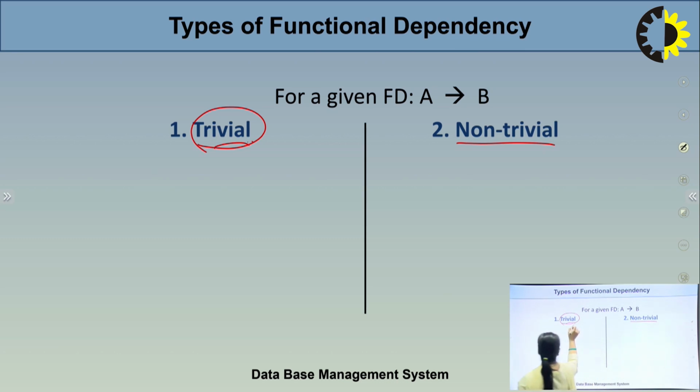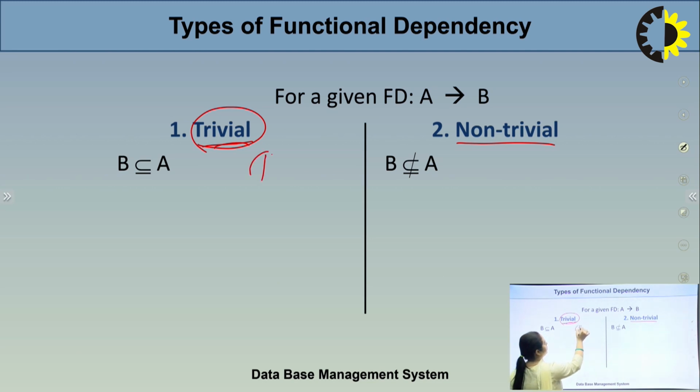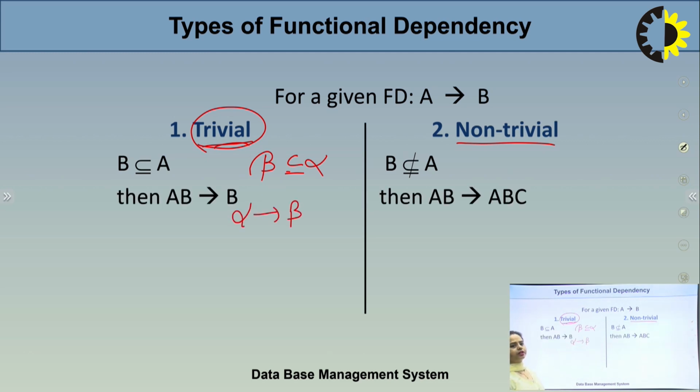So a trivial dependency is a functional dependency where, if A and B both are attributes in a relation R and B is a subset of A, we can also write it as: suppose beta is a subset of alpha, and here is a functional dependency, alpha tends to beta. Then this is known as trivial functional dependency.